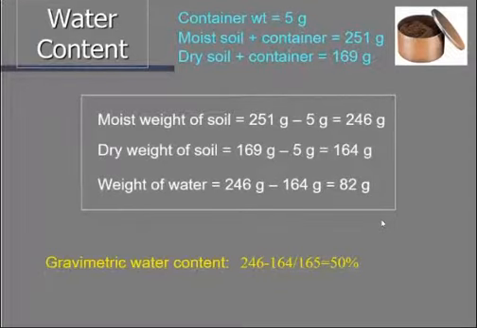Let's take another example. Assume that you take a sample from the field and put it in a container. The sample plus the container weighs about 251 grams. The weight of the container is about 5 grams. And after putting it in the oven, the weight is reduced to 169 grams. So how can you do it? Again, very easy. First, you have to subtract the weight of the container from the moist and the dry weights. And then you calculate the gravimetric moisture content. It's moist minus dry over dry, and that gives you 50%.